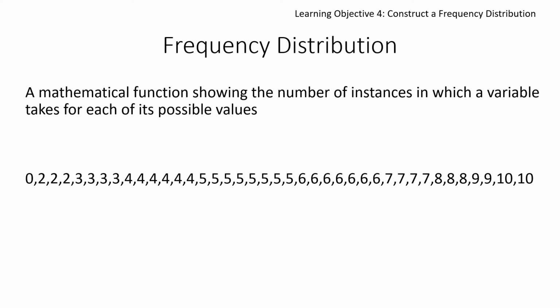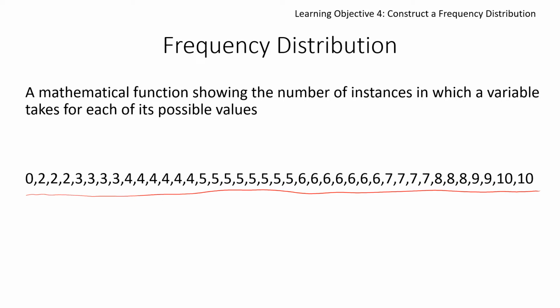Let's say we were given these numbers here. Lots of numbers: 0, 2, 2, 2, 3, 3, 3, 3, 4, 4, all the way up to 10. A frequency distribution is going to take these numbers and show us how often each of them occurs, in relation to the whole. It's going to show us the percent chance of each of them occurring, as opposed to the whole, all of those types of things.